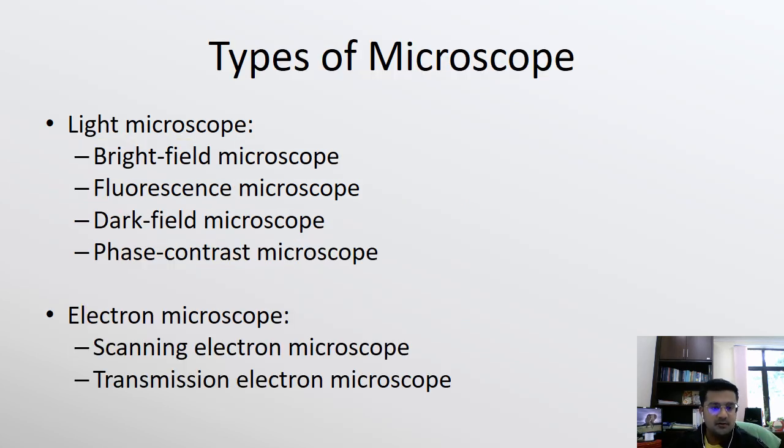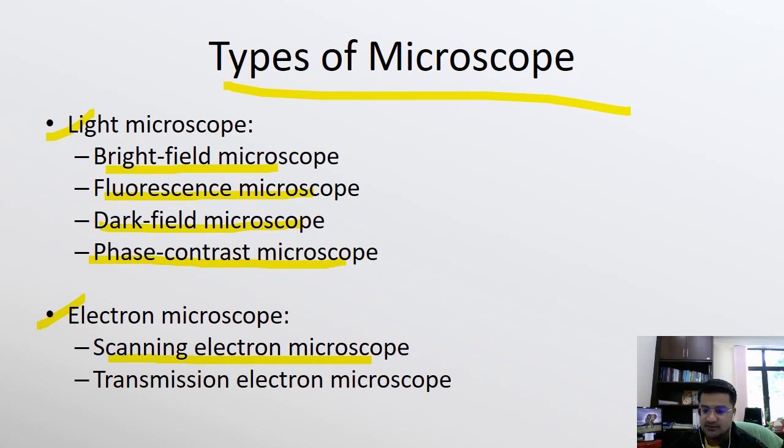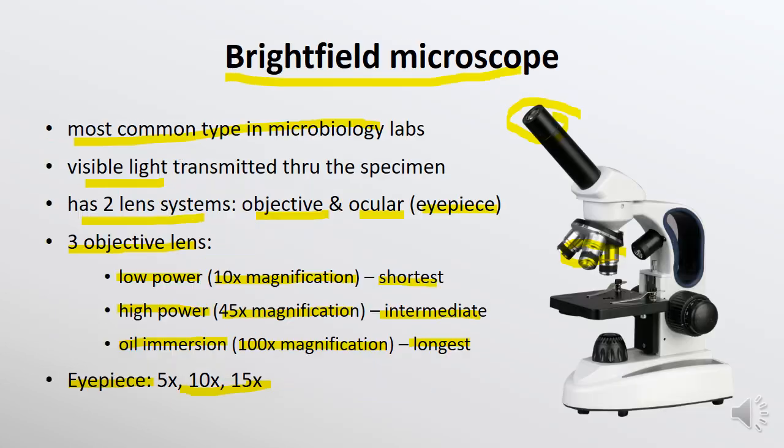So types of microscope can be divided into two. First is the light microscope and the second is the electron microscope. The light microscopes include the Brightfield microscope, fluorescent microscope, Darkfield microscope, and phase contrast microscope, whereas electron microscopes include the scanning electron microscope and transmission electron microscope. So let's start with the Brightfield microscope.